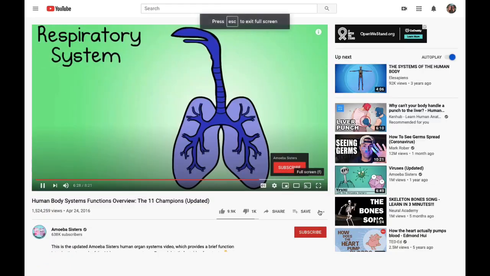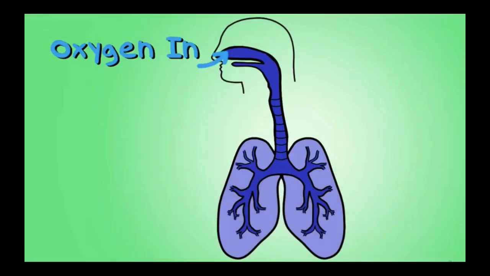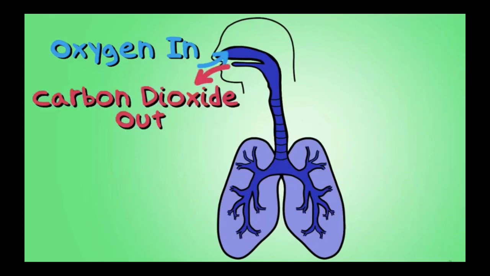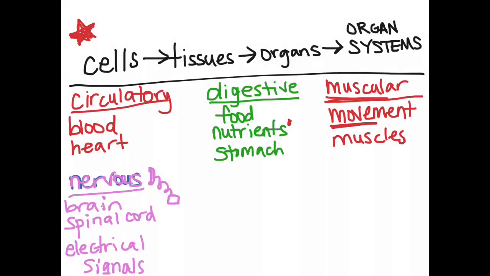And the respiratory system. This involves the lungs, and this system involves the intake of oxygen into the body and exhaling carbon dioxide from the body. Remember that your cells need this oxygen, and they need to get rid of carbon dioxide in order to function correctly. Next, we have the respiratory system. This system is responsible for exchanging gases, oxygen and carbon dioxide.